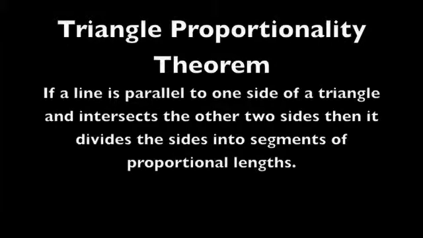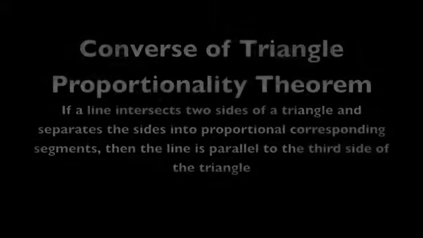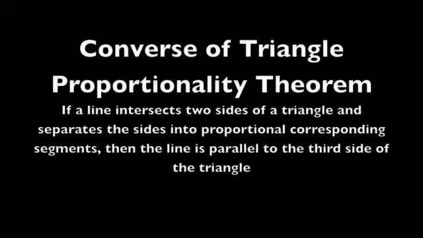Triangle proportionality theorem: if a line is parallel to one side of a triangle and intersects the other two sides, then it divides the sides into segments of proportional length. Converse of the triangle proportionality theorem: if a line intersects two sides of a triangle and separates the sides into proportional corresponding segments, then the line is parallel to the third side of the triangle.